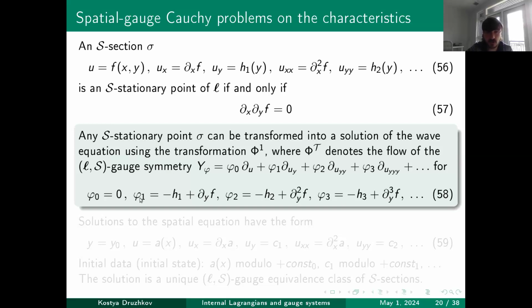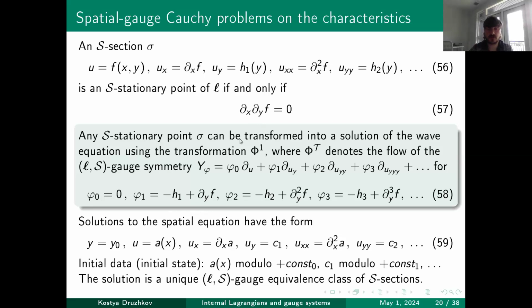And we can consider such components, such functions, phi0, phi1, etc. And the corresponding transformation phi1 relates any stationary point to a solution of our spatial wave equation. Solutions to the spatial equation have the form 59, if you remember, right? Just some function of x, and uy is just some constant, because solutions are given by functions of x only and constants. They should not depend on y, because we have already fixed y, since we discussed solutions. So they are just functions of x, or functions of nothing if they cannot depend on x. So we have just constants C1, C2, but our LS gauge symmetry allows one to gauge these constants away.